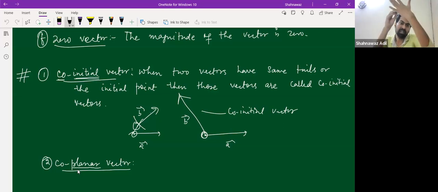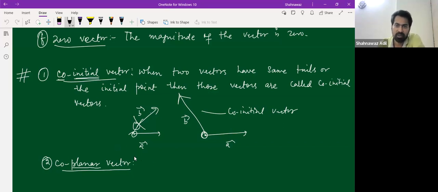If the vector is coming out of that plane, let's say this is my plane and I have drawn this vector in this way, it has a different direction. It is coming out of this plane. So this vector would not be coplanar with this plane. Understood, guys?